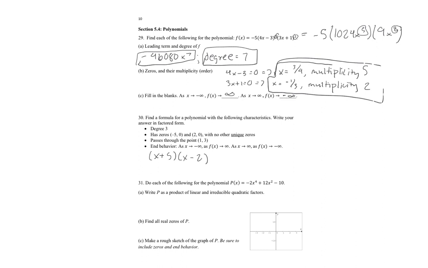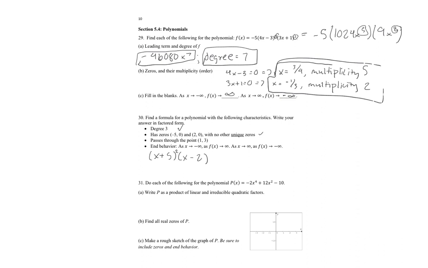Now, if we just left it like this, it would only be a degree of 2, because it's just x times x. What no other unique zeros means is that you can't multiply by an x minus 1 to get the degree of 3 that you need. So we have to create a multiplicity, and we can do that by adding a squared term to one of these parentheses. So let's do x plus 5 squared times x minus 2. Right now we've checked off our degree of 3 and the zeros.